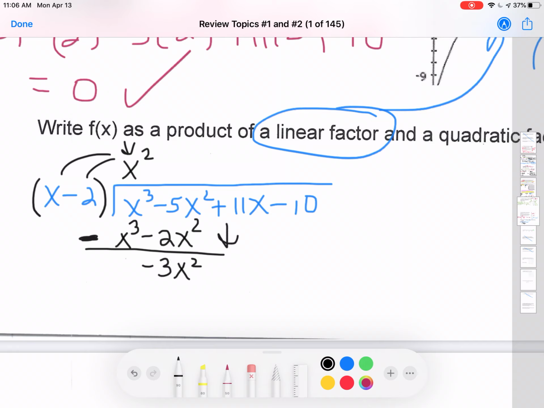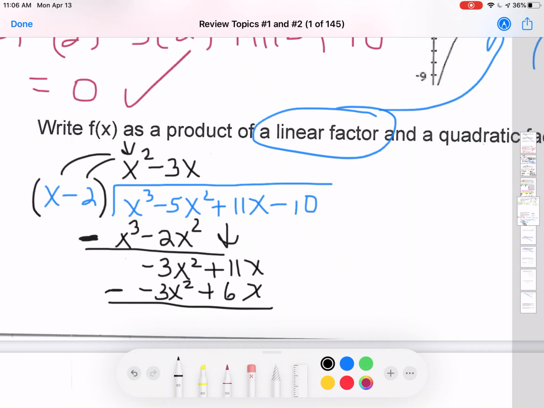Use your calculator if you need to. Plus 11x. And then you start the whole process again. What am I going to put up there so that when I distribute with the x, I get negative 3x squared? So negative 3x. And distribute again. And you guys are so good at this. Negative 3x squared plus 6x. Big fat minus sign again. These first two better wipe out. And then 11 minus 6 is 5x. Bring down your negative 10.